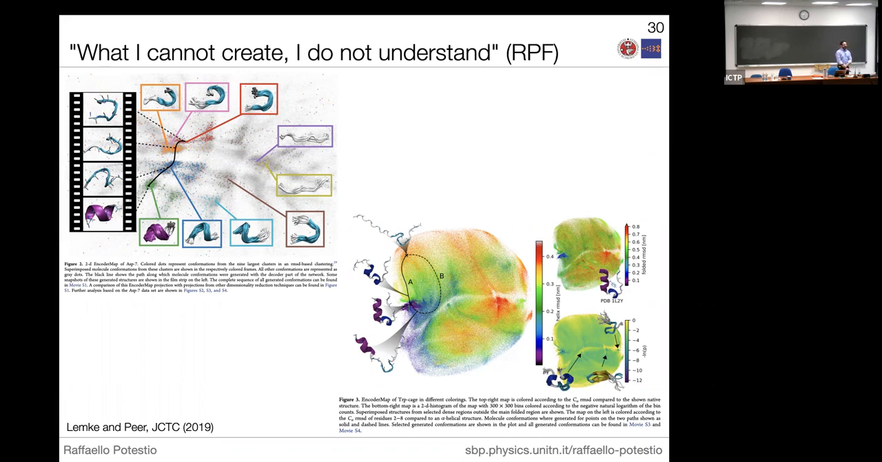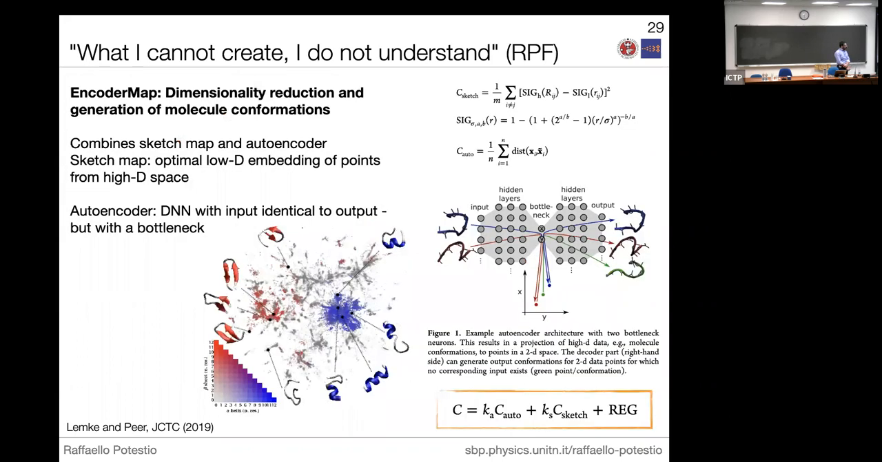Okay. So you were showing in the previous slide there is an autoencoder, and then you said you applied it together with a sketch map. Yes. You talked about, in your example, a five-dimensional latent space, and then where do you apply sketch map? I did not understand. Is it to go from five to two? Yes. Okay, so in order to visualize it.